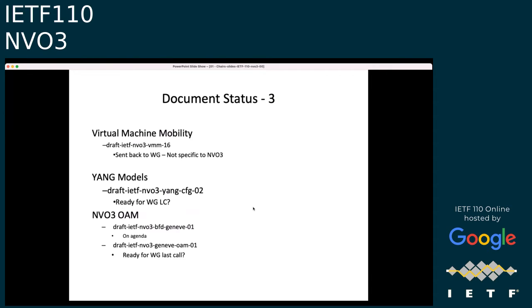The virtual machine mobility document. So that was sent back to the working group after review by Martin. There are some comments from Martin about it being not really specific to NVO3. I don't know, Martin, if you want to say anything more about that at this time. Go ahead, Martin. I think you should be able to.